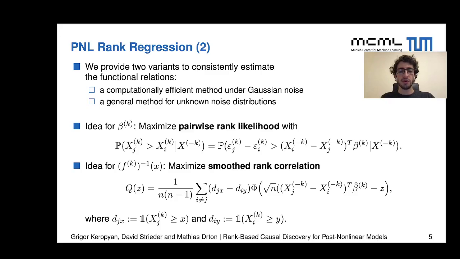The idea is to use rank invariances of the strictly increasing transformation to maximize an objective function that is close to the rank likelihood. The proposed method consistently estimates the functional parameters under some technical conditions. For more details on the assumptions, we refer to the paper.